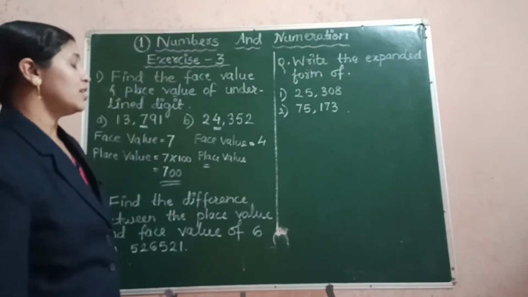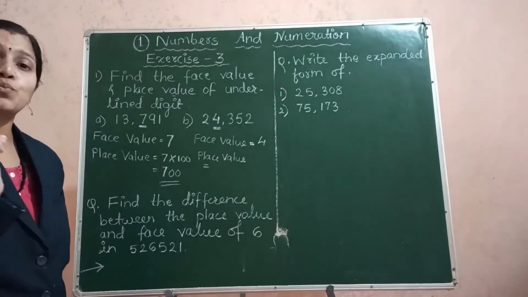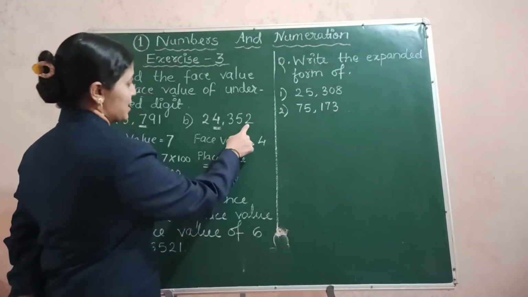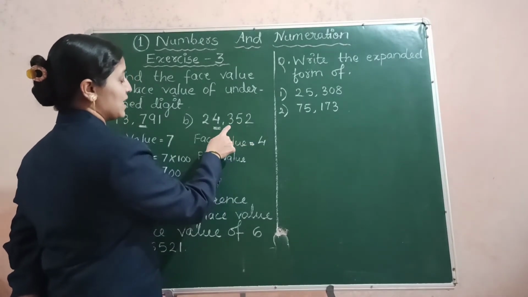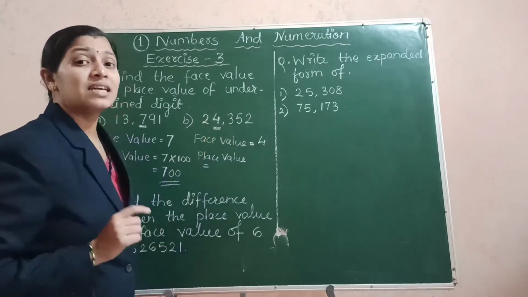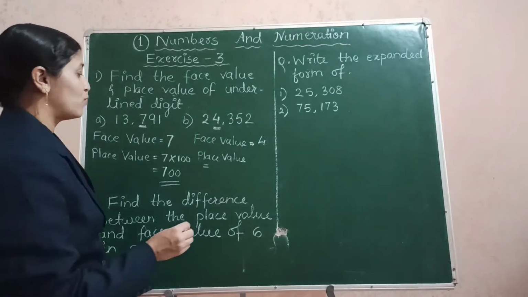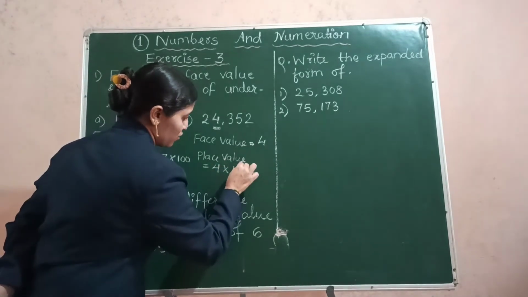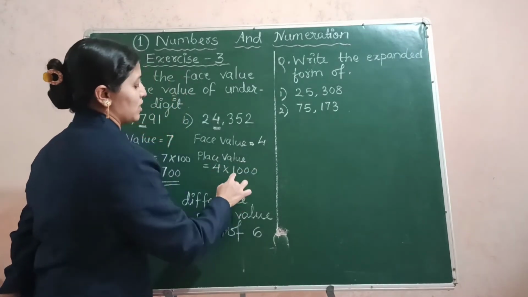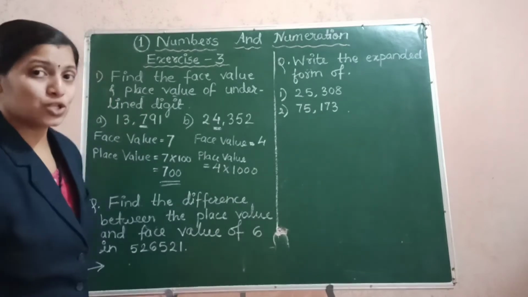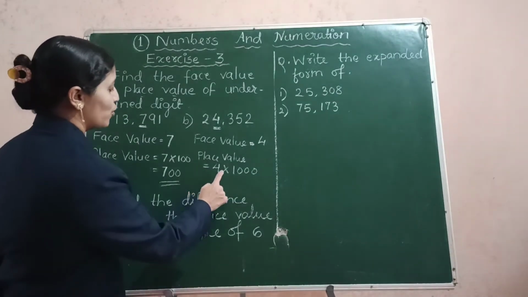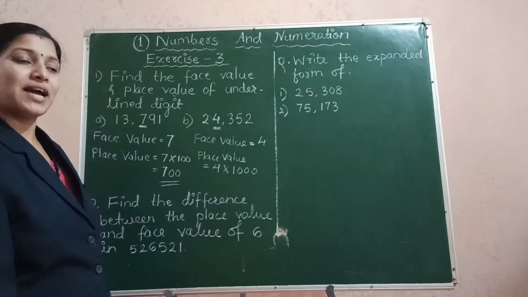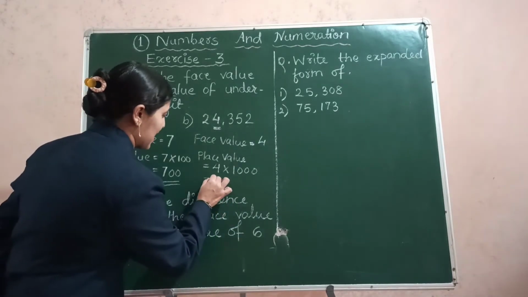Now let us see in which place or in which position we have the digit 4. 2 is in ones, 5 in tens, 3 in hundreds, while 4 is in thousands place. So we have to multiply 4 by 1000. 1, 2 and 3, 1000 has 3 zeros. So 4 into 1000, that is 4 multiplied by 1000, and the answer is 4000.